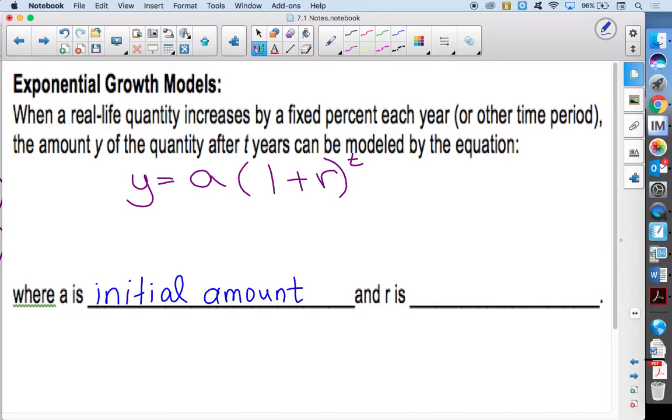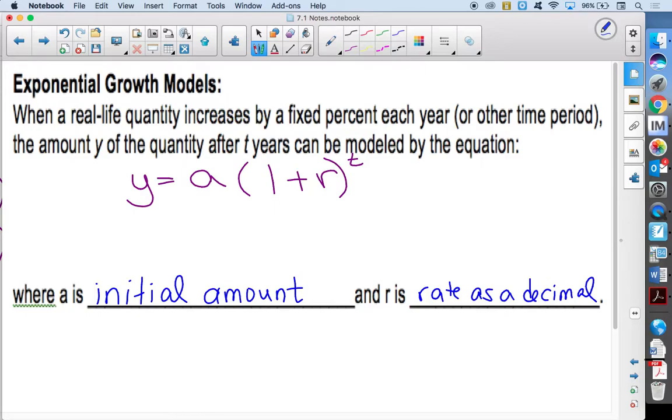R is the rate as a decimal. It's going to be given to you as a percentage. A percentage needs to be converted to a decimal to be applied to the problem. T is time. Inside the parentheses, it says 1 plus R. Why is the 1 there? Not just because it has to be there. No? It doesn't have 0. So it doesn't have a 0 in years. Why else would the 1 be there?